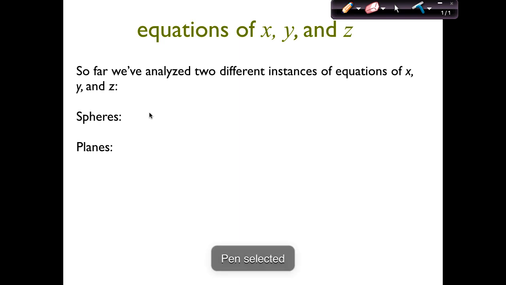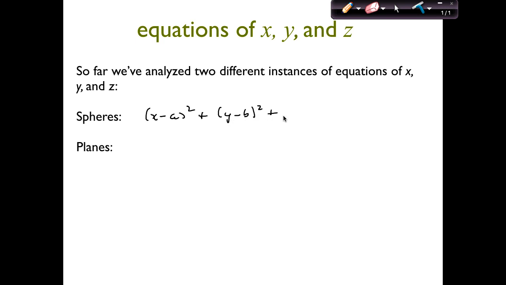Our basic form of a sphere was x minus a squared plus y minus b squared plus z minus c squared equals r squared. (a, b, c) was the center, r is the radius.